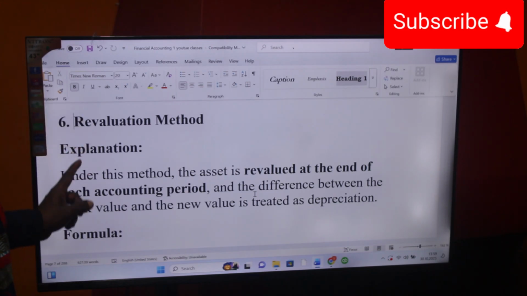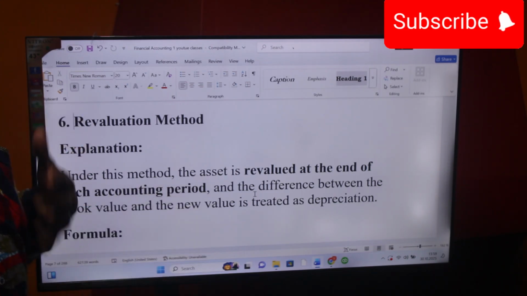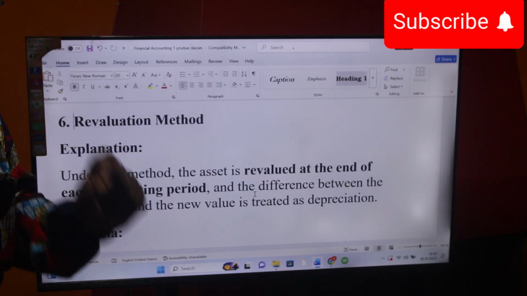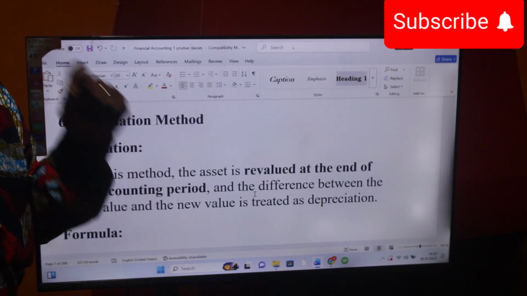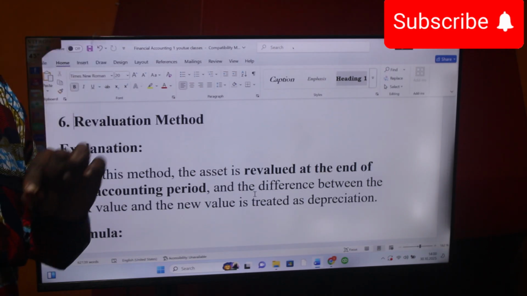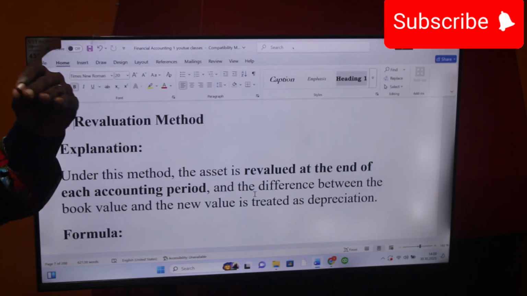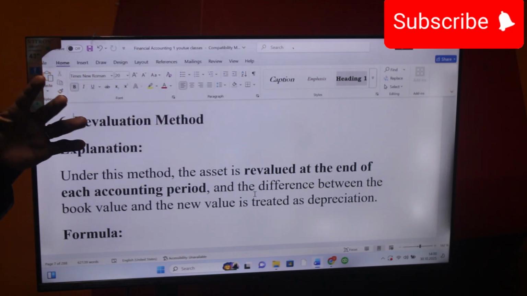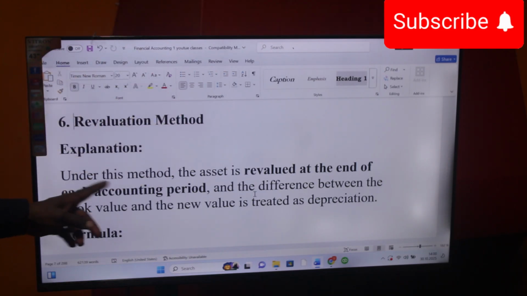So what we do is revaluation on an annual basis. Instead of going to value a small item one after the other, and the value is very small, it may not be economical to do that. But what you do is to look at them and make an objective valuation. So under this method, the asset is revalued at the end of each accounting period, and the difference between the book value and the new value is treated as depreciation.